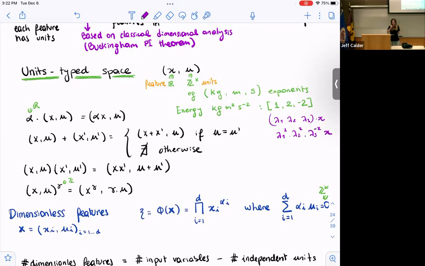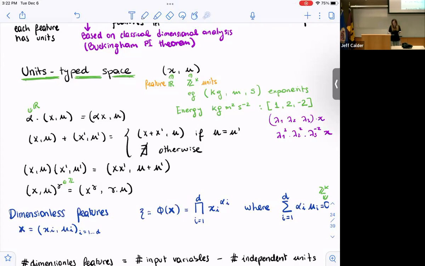So if I scale the units of meters by λ1, then in the output, it scales like λ1. And if I scale the units of the one that has units of meters squared by λ1, then in the output it should be λ1 squared, because that's how the units work in that case.